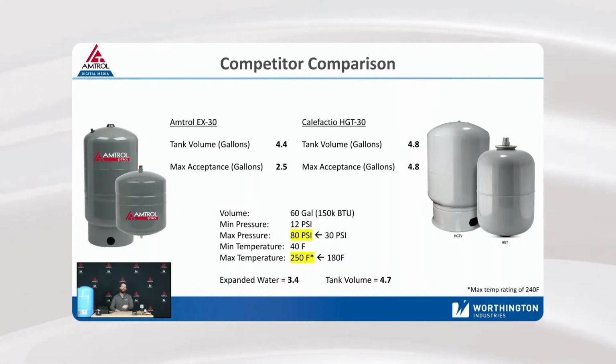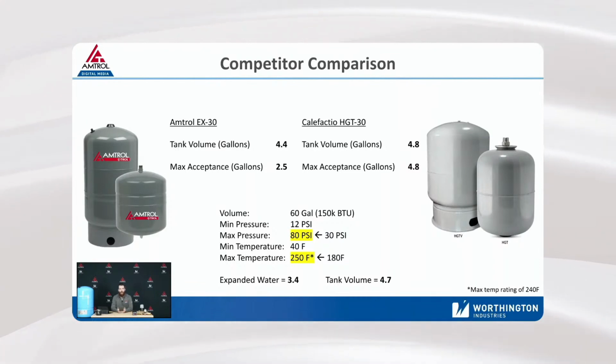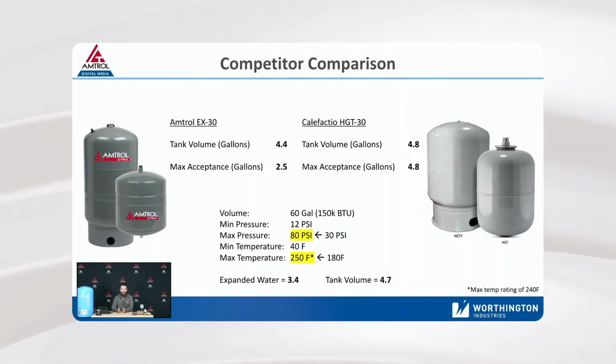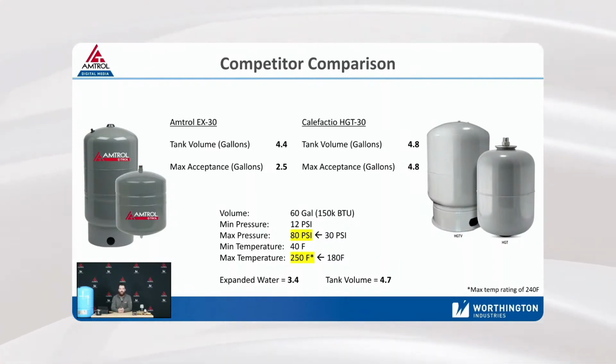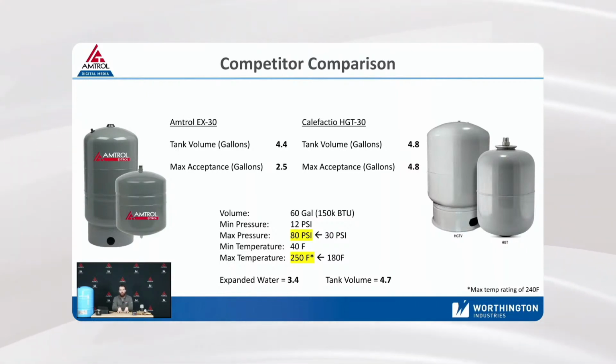So if we increase that relief valve to 80, and then we took our max temp and increased it all the way to 250. In reality, we can't do that because both these tanks are rated for 240, so we're already exceeding that. But that was the only way I could make these numbers work. I had to have a huge pressure range and a huge temperature range to work it out where you can use a tank that was less than 5 gallons with more than 2.5 gallons of expanded water. And I made it happen.